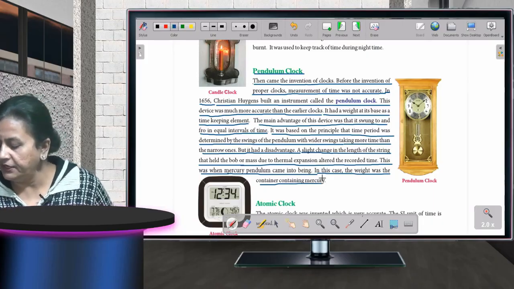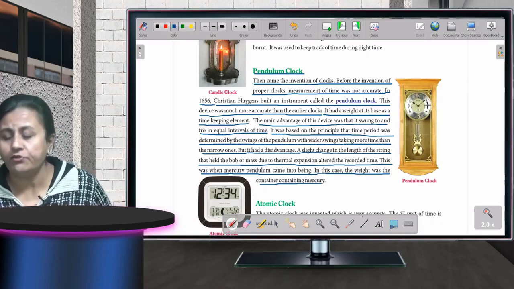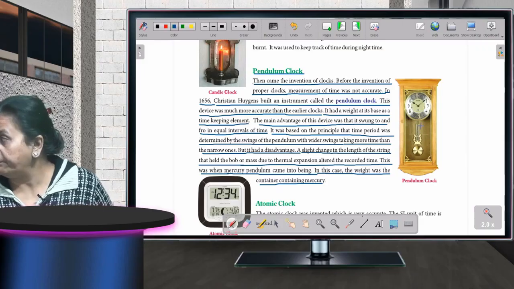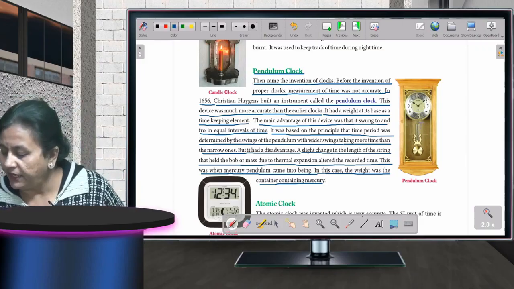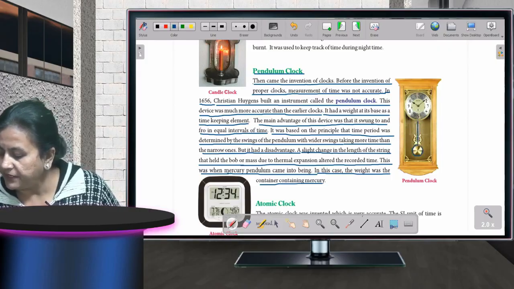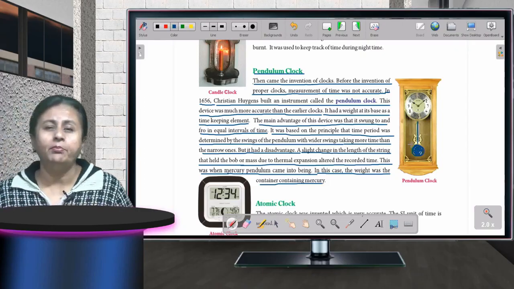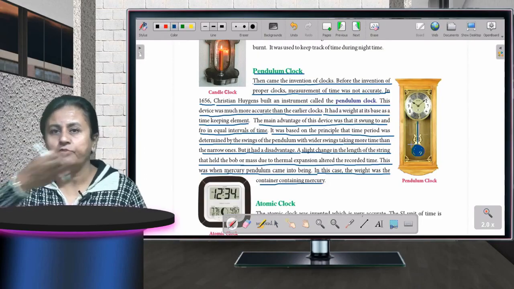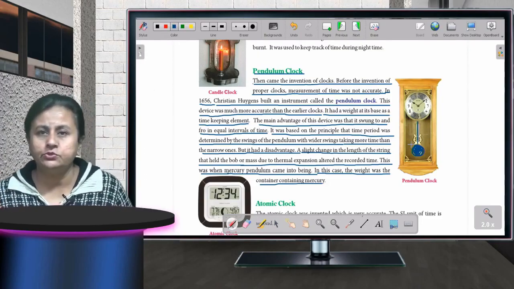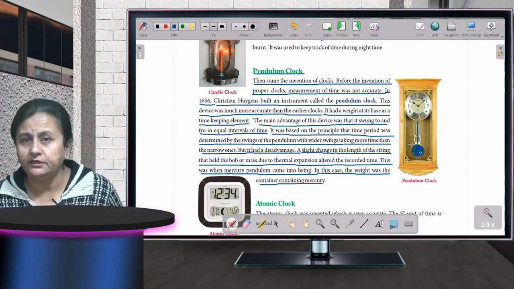See children, earlier, as you can see on your screens also, a pendulum clock is there. Okay. What happened in a pendulum clock? This clock is there, and here, as you can see, a bob is there. I'm highlighting it. You can see this is a bob, and it used to move to and fro like this, to and fro. That way, it used to move and tell the time duration.